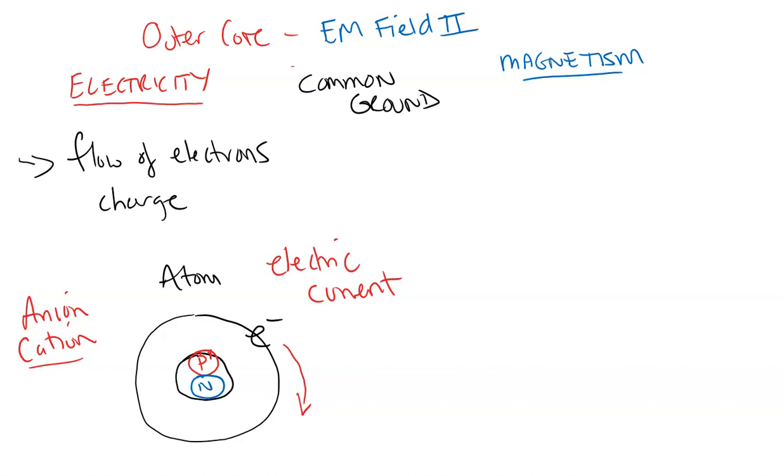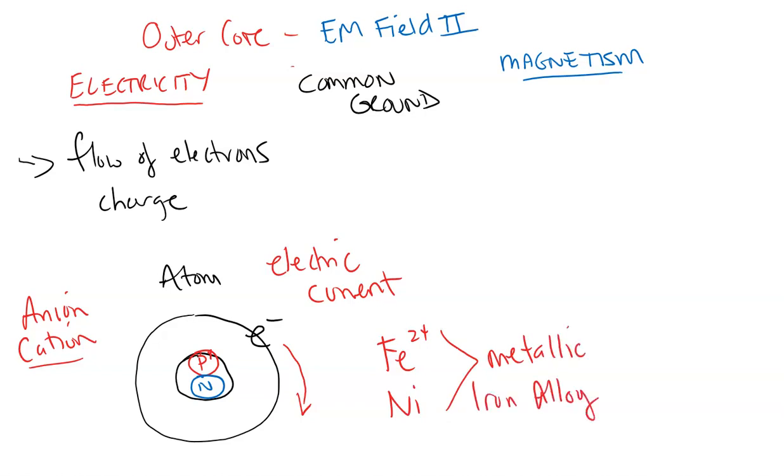and when you add atoms together into molecules and compounds and materials and the outer core's composition, which is iron and a little bit of nickel, these guys are metallic. It is an iron alloy, and these are both ferromagnetic elements. So they are naturally magnetic.